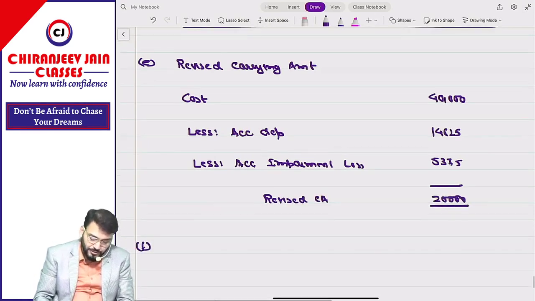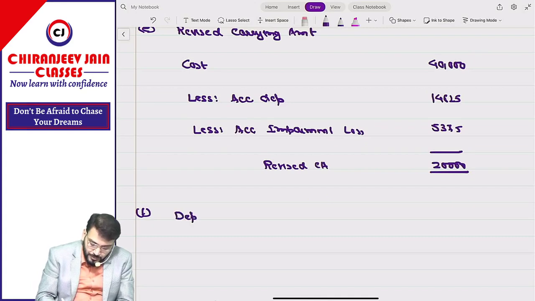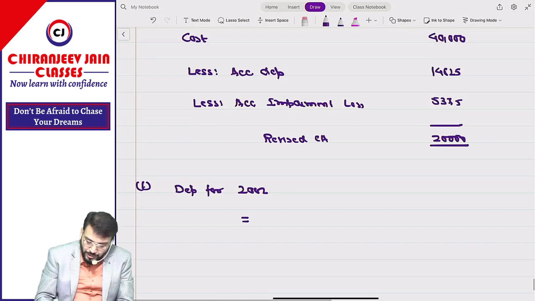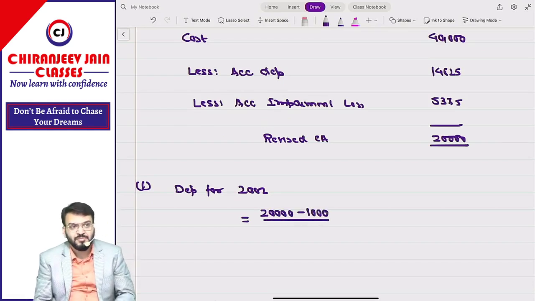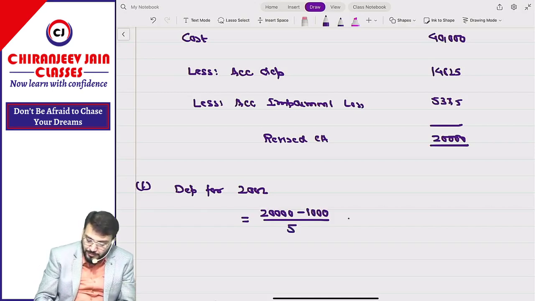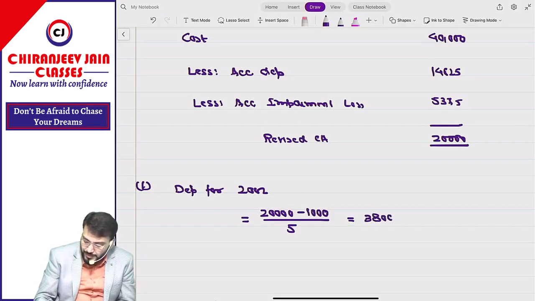Last point they have asked: next year, you give me depreciation for 2002. So it will be equal to revised carrying amount minus 1,000 residual value, divided by remaining useful life. How much? 3,800. Done.